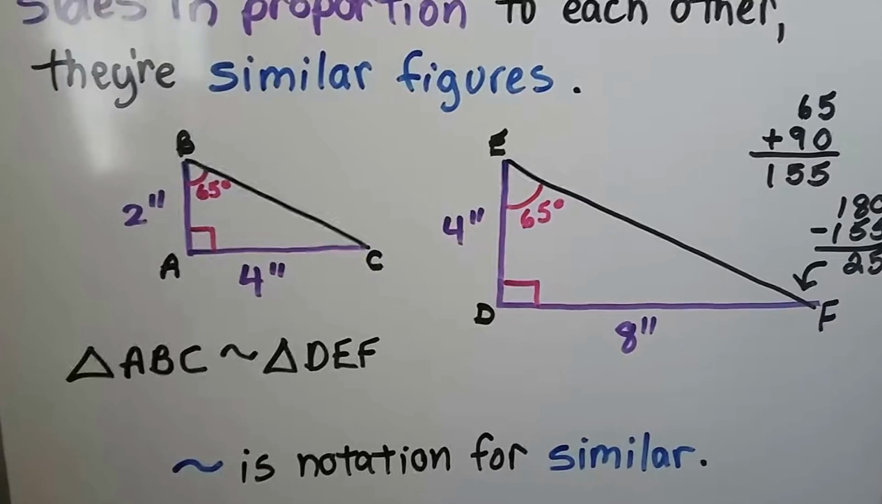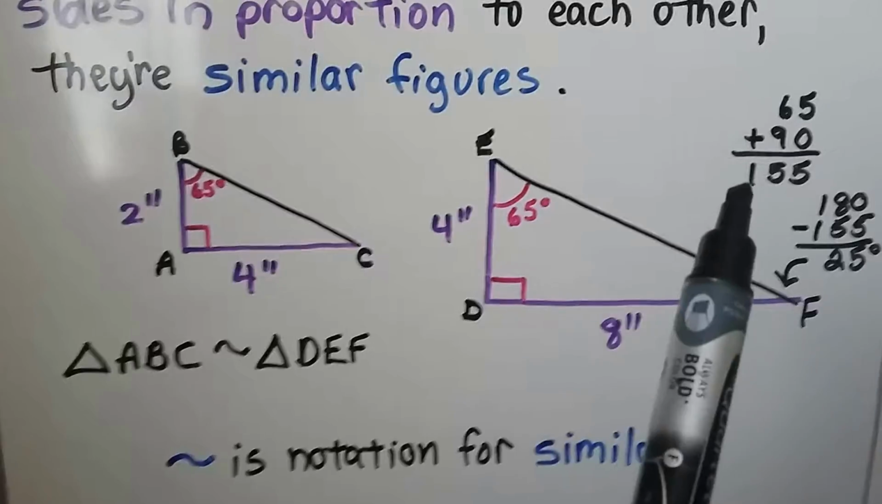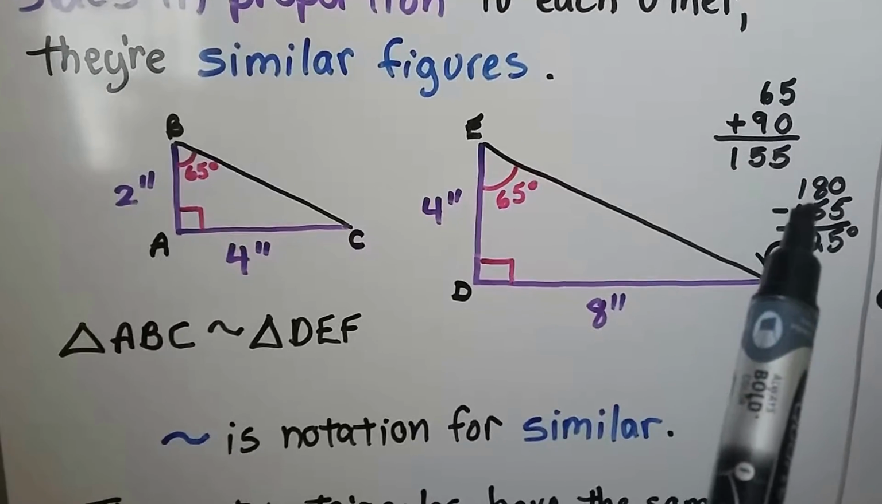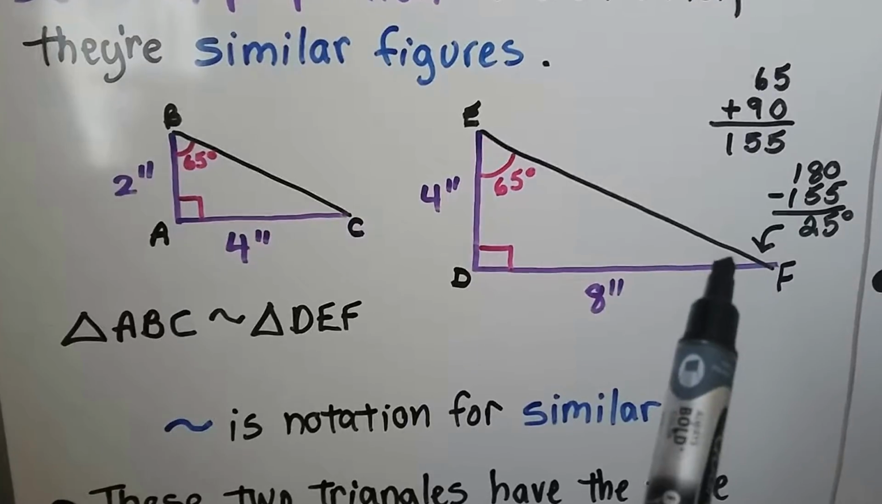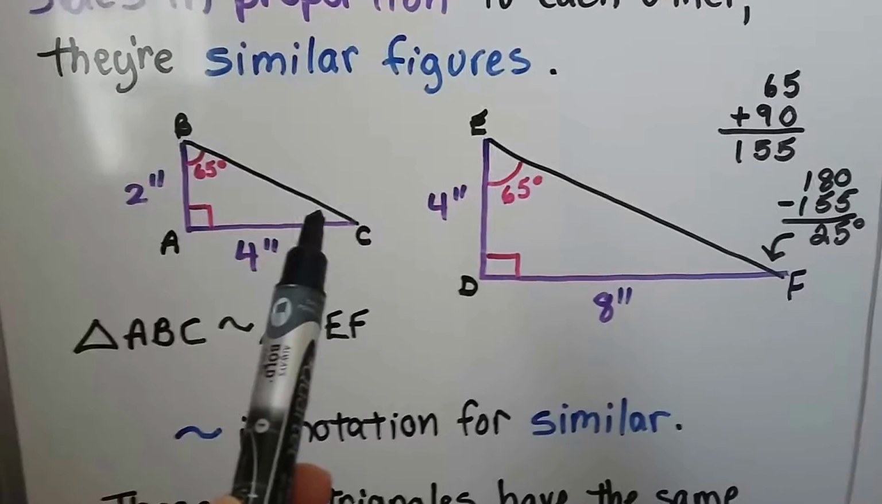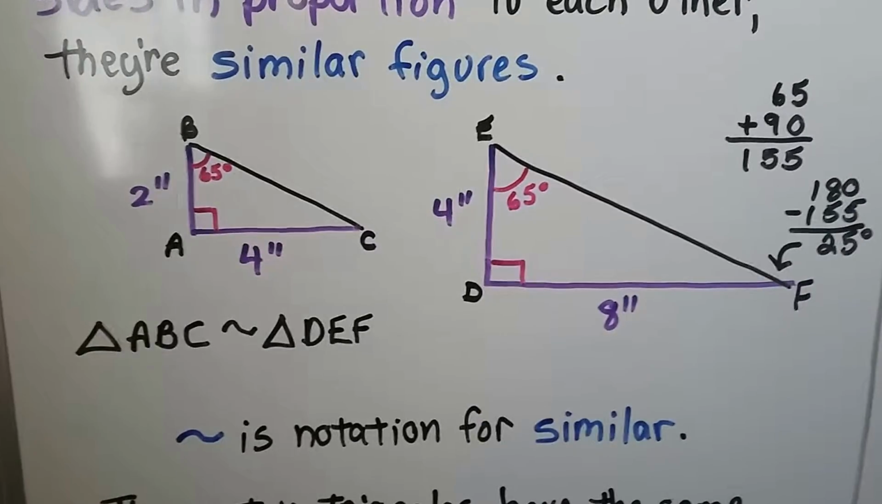We know that the interior measures of a triangle have to be 180 degrees. When we add the 65 and 90 together, we get 155 degrees. If we take that away from the 180, we're going to get 25 degrees. So that has to be a 25-degree angle, and that has to be a 25-degree angle. They have the same angle measures even though they're different sizes.